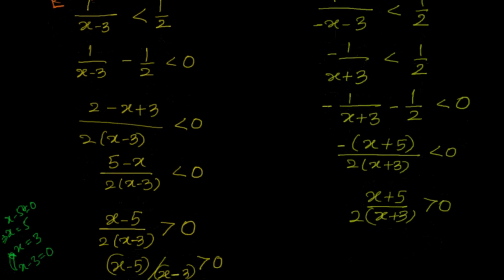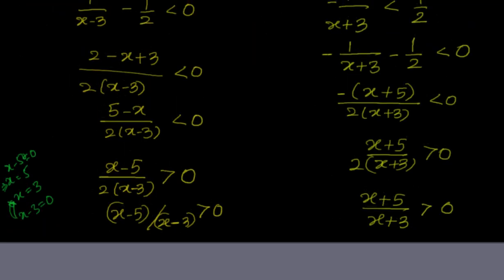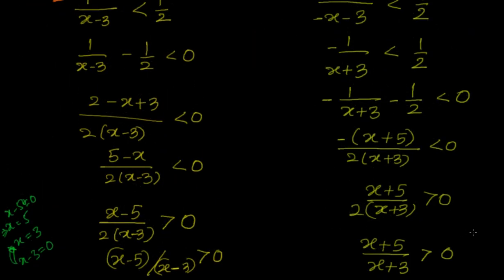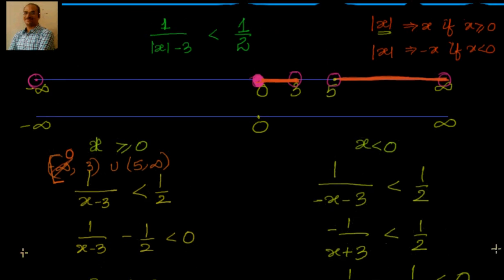If you are dividing by 2 and getting greater than 0, multiply it by 2 also, you should get 0. So that is nothing but x plus 5 by x plus 3 greater than 0. Now for this, the solutions we have to check. What are the values we have? X plus 5 equal to 0, that is minus 5, and minus 3. These are critical points. So let's put down minus 3 and minus 5. Let us say this is minus 3 and this is minus 5.